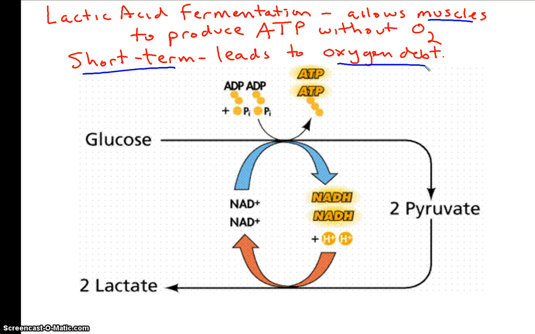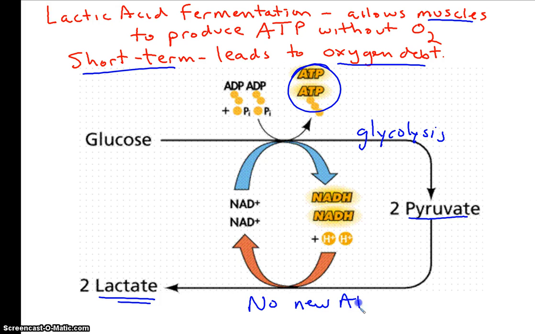So again, if we look, we've got glucose going to pyruvate. So here's glycolysis. It gives us those 2 ATP, but if no oxygen is present, the pyruvate that's left over will be converted to lactate or lactic acid. And again, there's no new ATP. All that gets recycled is NAD+. This allows glycolysis to continue, which allows us to produce some more ATP through that process, but the actual lactic acid fermentation doesn't produce any new ATP. And again, it's short term because eventually, as you know, we need to breathe.